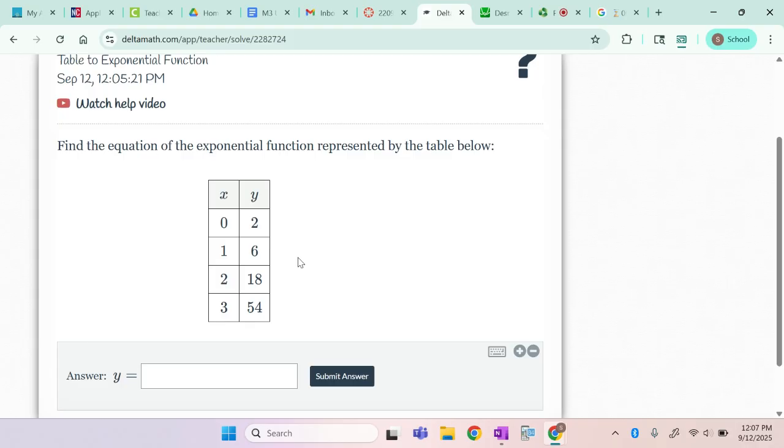Now, the common ratio, we've got to figure out essentially what we're multiplying between all of our y values to get to the next one. So, what would I have to multiply to 2 to get to 6? 3. What would I have to multiply to 6 to get to 18? 3. And then 18 to 54 is 3. So your common ratio would be 3.